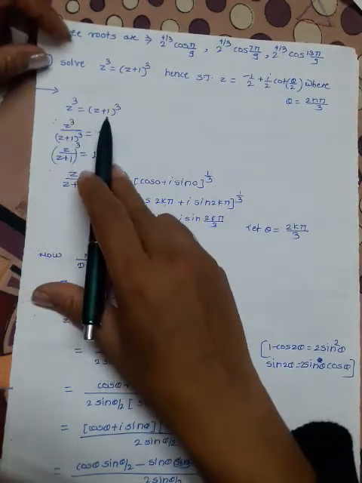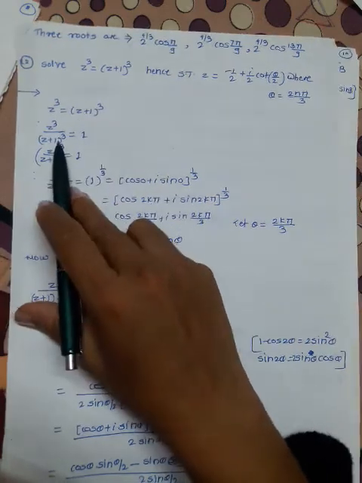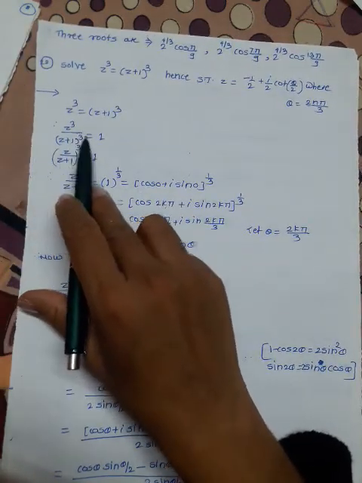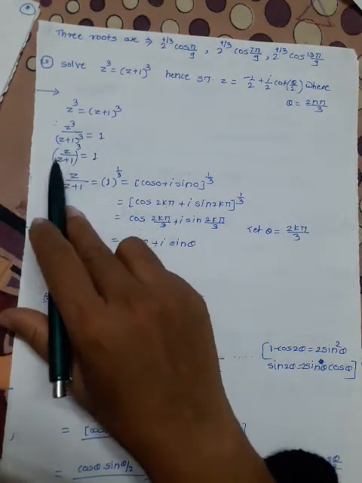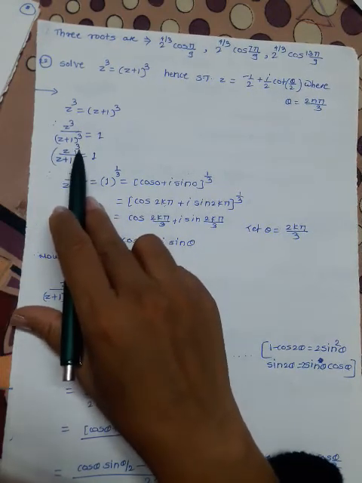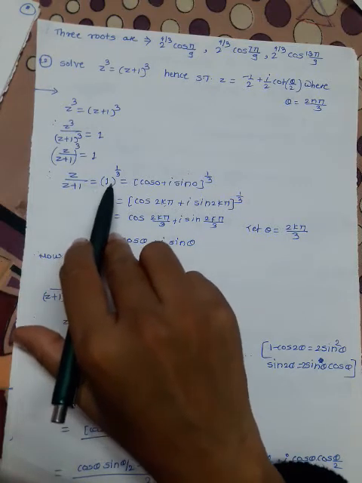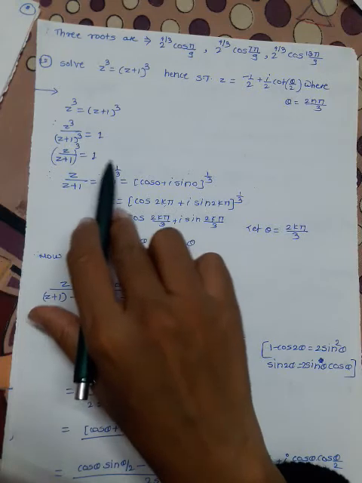z cube is equal to (z plus 1) raised to 3. Now take this (z plus 1) to the LHS side, we get z cube upon (z plus 1) cube is equal to 1. Now combine this index, we get (z upon z plus 1) cube is equal to 1. Now to cancel out this 3, take the cube root on both sides, we get z upon z plus 1 is equal to 1 raised to 1 by 3, which is the cube root of unity.